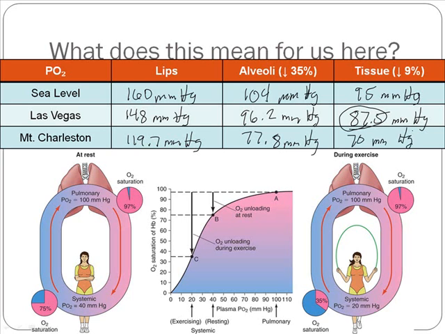So as you can see, somebody who comes from sea level and then goes up to Mount Charleston is used to having quite a bit more pressure of oxygen. Unfortunately, they don't have as much oxygen available to them because they have less pressure.